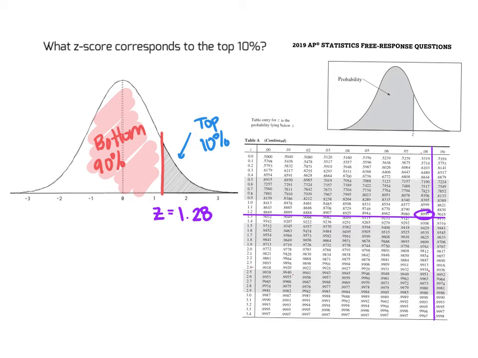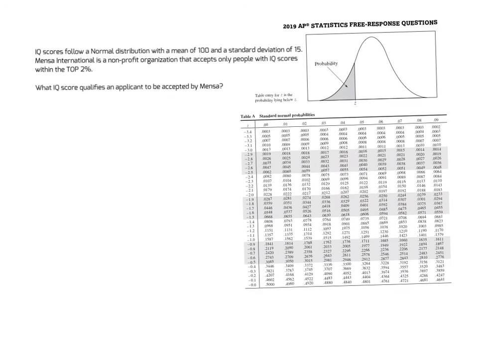And now the next thing we can do, now that we know how to do these, let's actually do a problem with this and see how to find the actual value if you're not on a normal curve. So here we have an example that says IQ scores follow a normal distribution with a mean of 100 and a standard deviation of 15. Mensa International is a nonprofit organization that accepts only people with IQ scores within the top 2%. So notice here, we are in the top 2%. That means we're at the top of the curve. What IQ scores qualify an applicant to be accepted by Mensa?